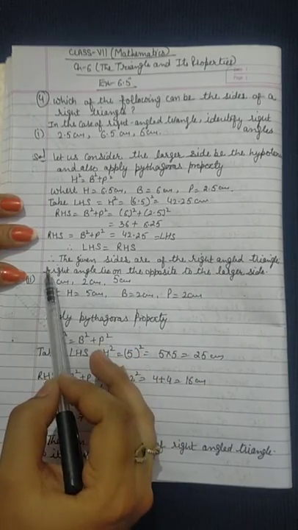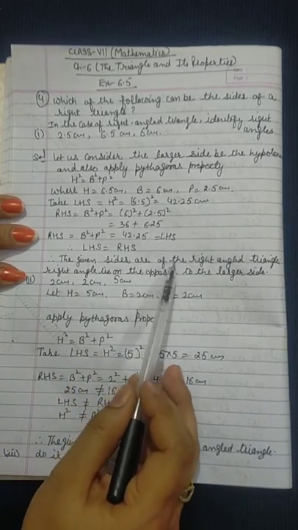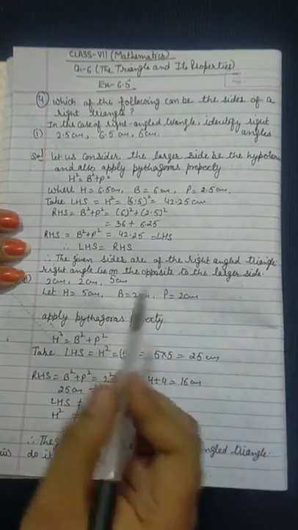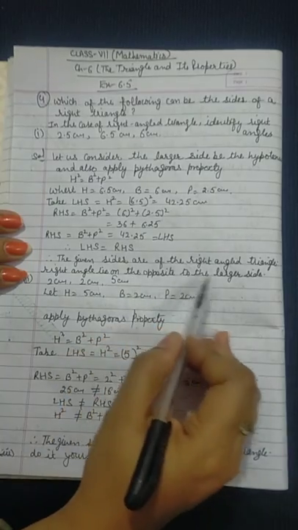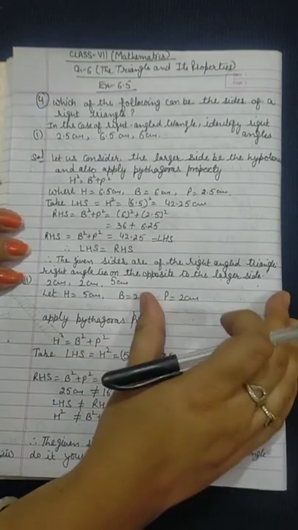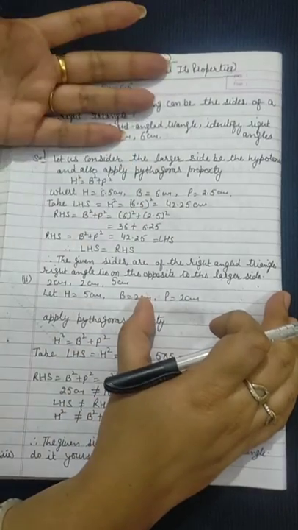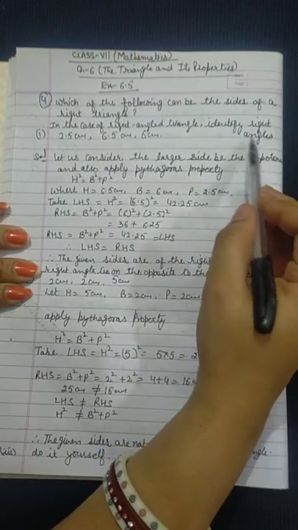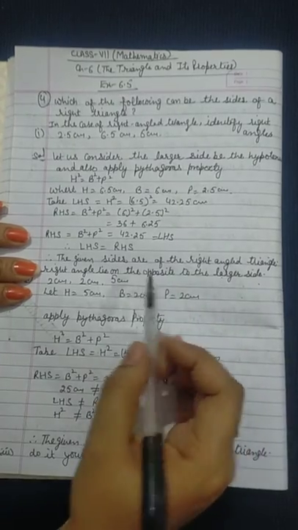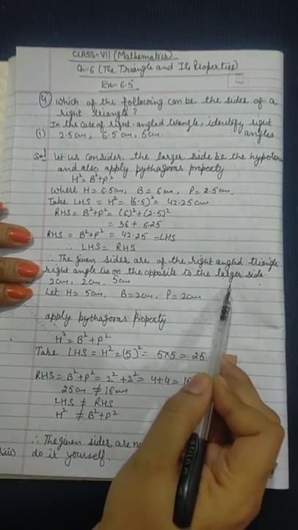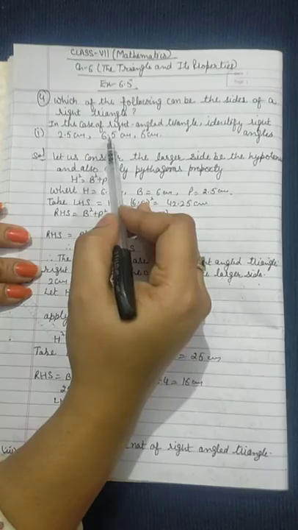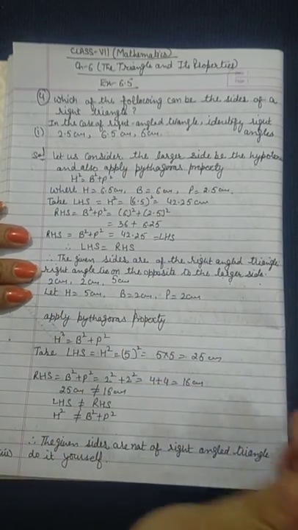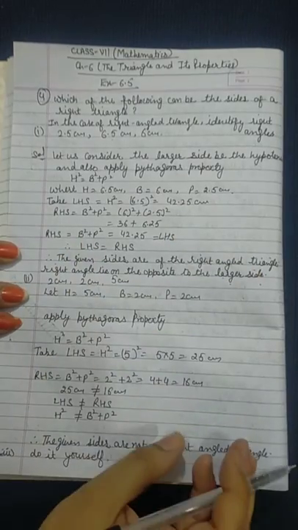So therefore the given sides form a right angle triangle, and the right angle lies opposite to the largest side. The question also asks to identify the right angle, meaning the angle opposite to the larger side. What is the larger side here? 6.5. The angle opposite to 6.5 is the right angle. In this way we simplify this part.